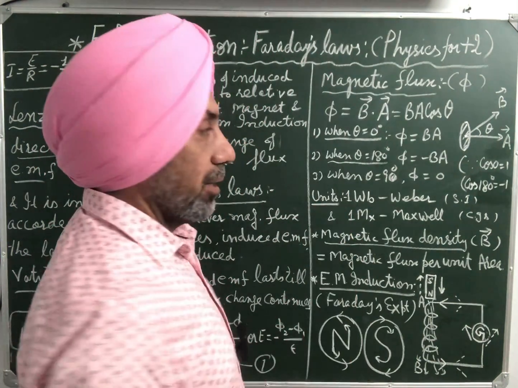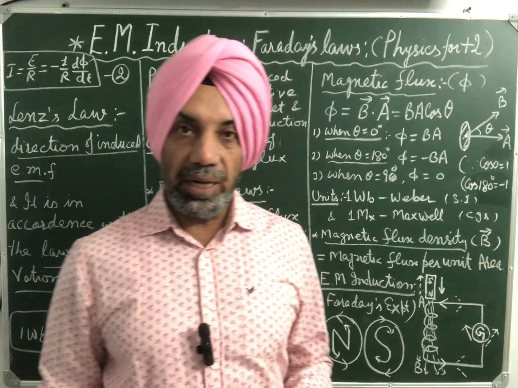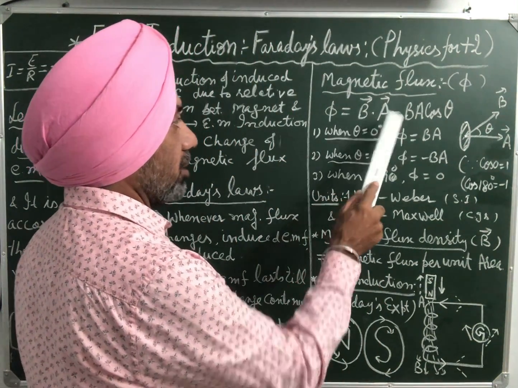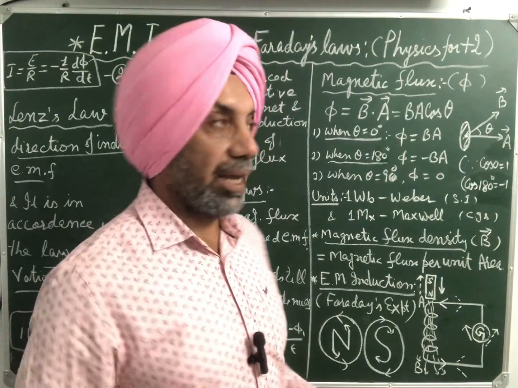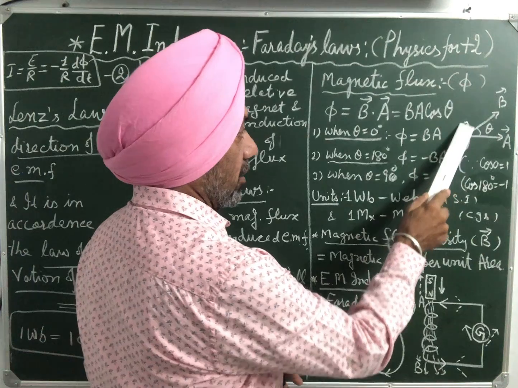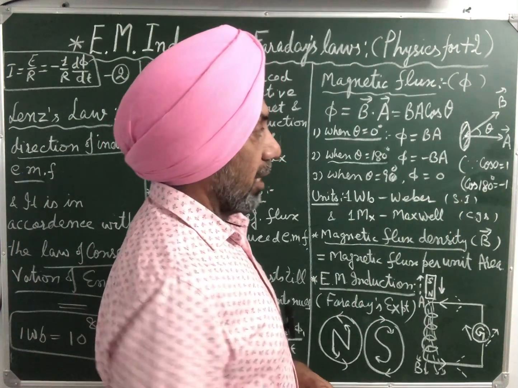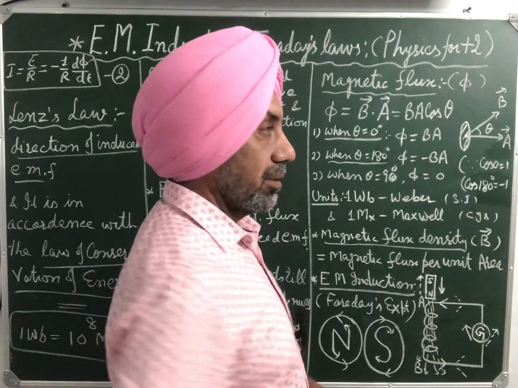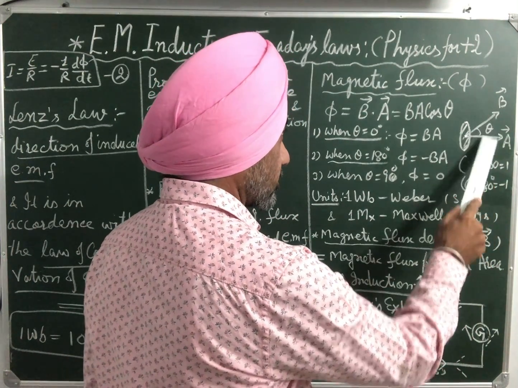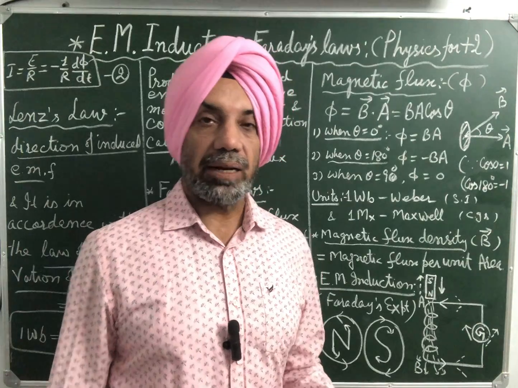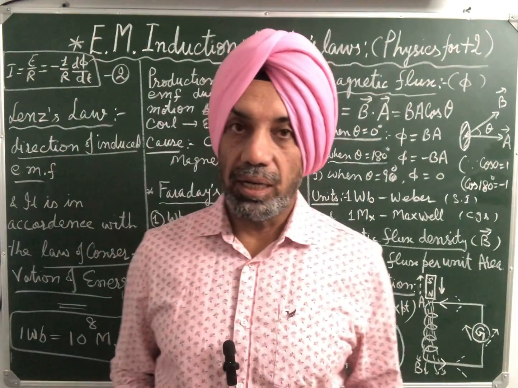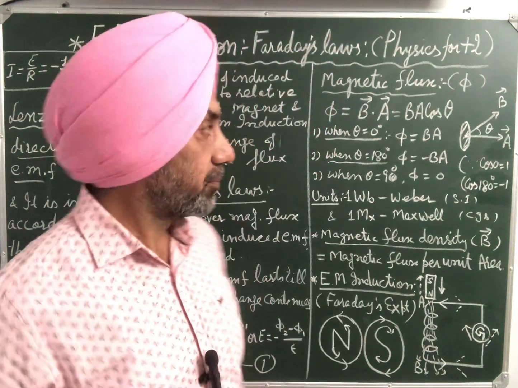given by the dot product of magnetic field and area vector, or phi is equal to B dot A, or BA cos theta. So this is the area and A vector is the area vector normal to the area, B is the magnetic field. Theta is the angle between B vector and A vector. Then phi is equal to BA cos theta. So this is magnetic flux.